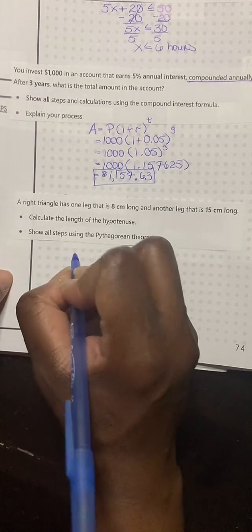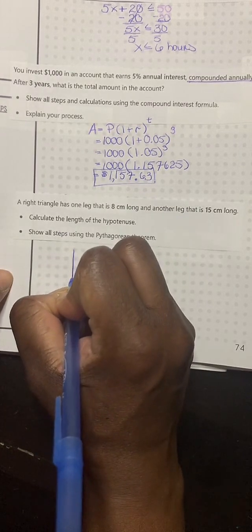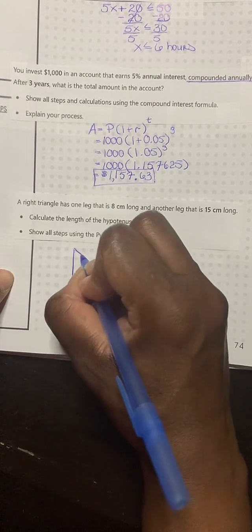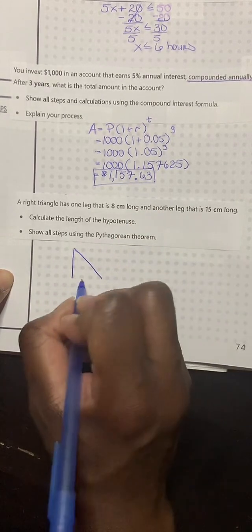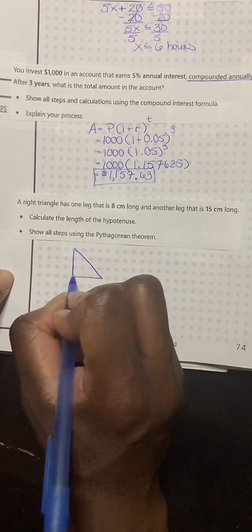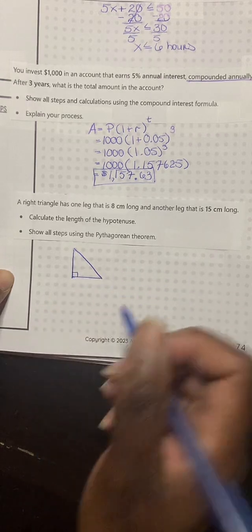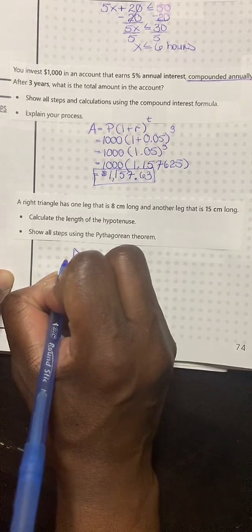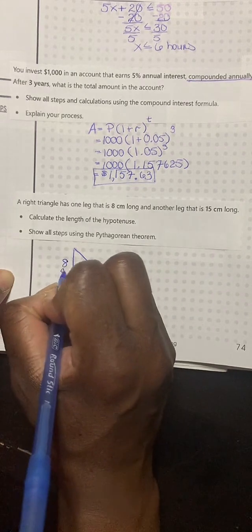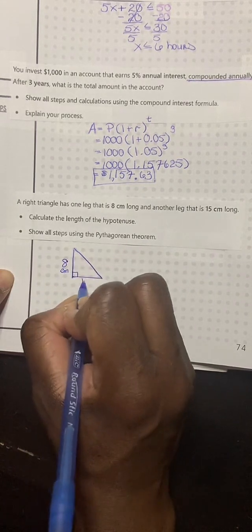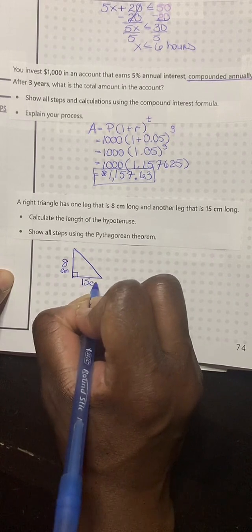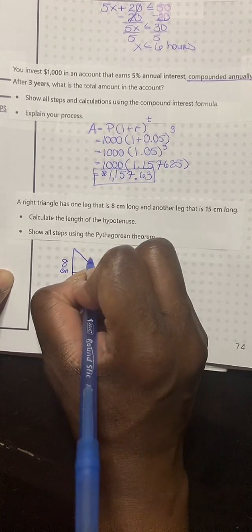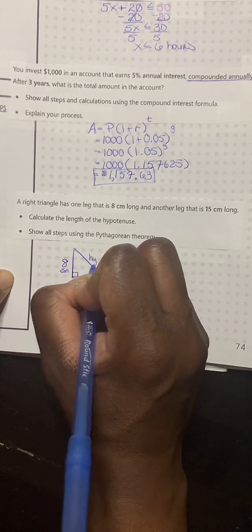Okay. So we have, here's one leg. Here's the hypotenuse. Here's the other leg. So they're saying one is 8 centimeters. Another is 15 centimeters. And they want us to find the hypotenuse.